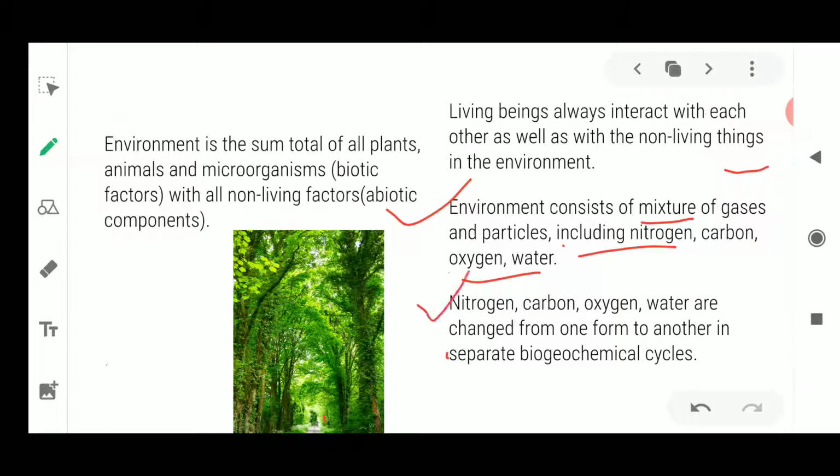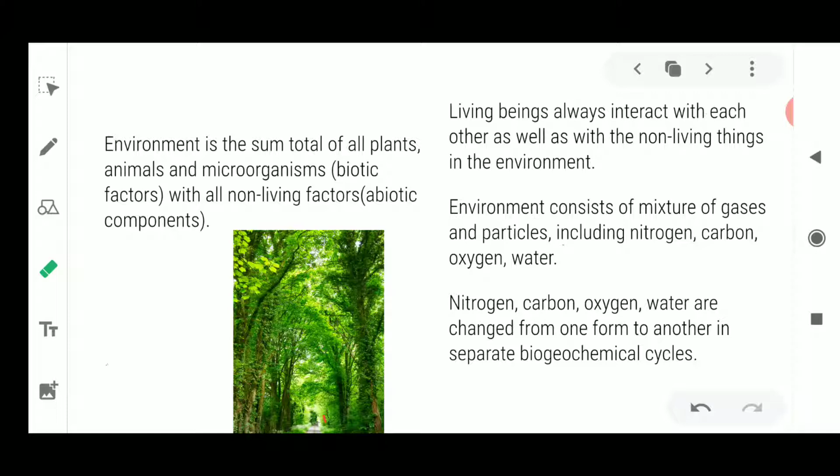Now nitrogen, carbon, oxygen, water, all these change from one form to another form in a separate biogeochemical cycle. This is a very broad topic, that is biogeochemical cycles. Now what are these biogeochemical cycles? I'll just give a small concept over here, and then we'll go into detail as we proceed further in this lesson.